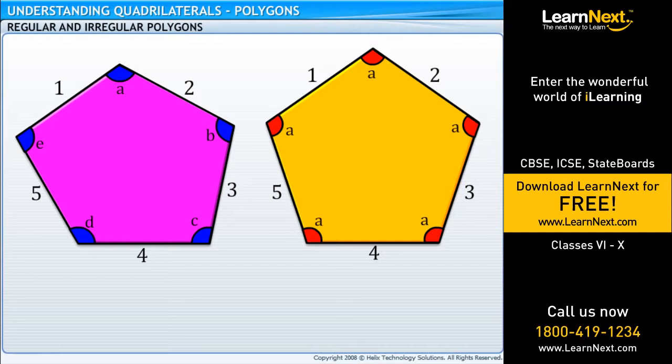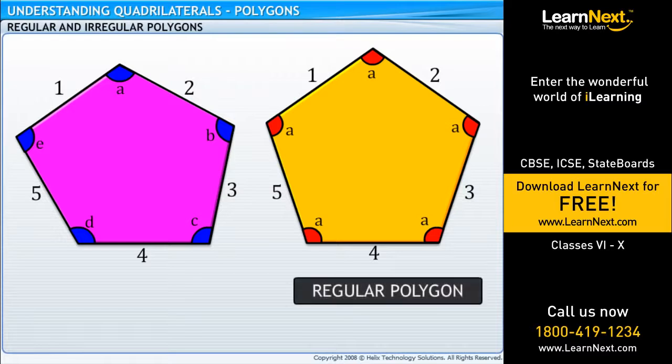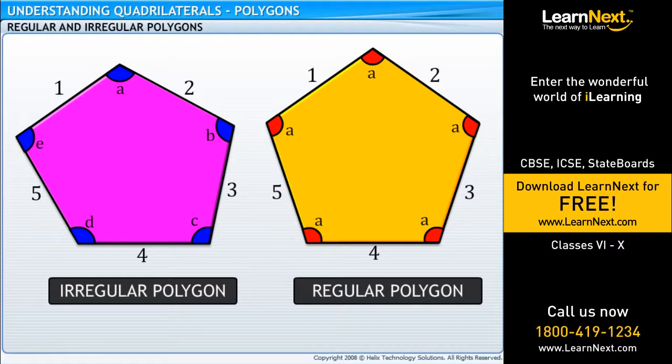That's a good question, John. The polygon with equal sides and equal angles is called a regular polygon. The polygon with unequal sides and unequal angles is called an irregular polygon. To conclude, a regular polygon is equiangular and equilateral. If a polygon satisfies these two conditions, then it is said to be a regular polygon.